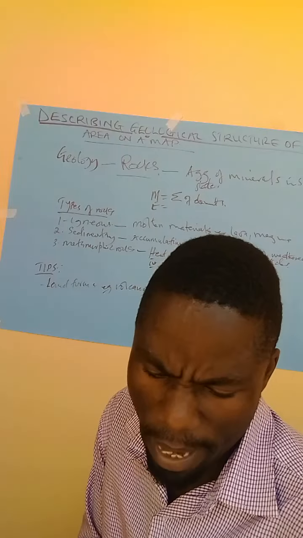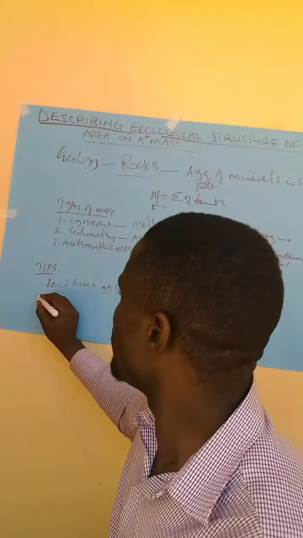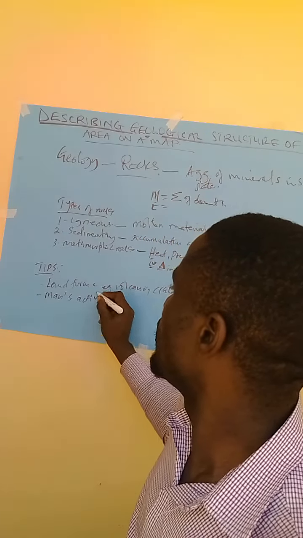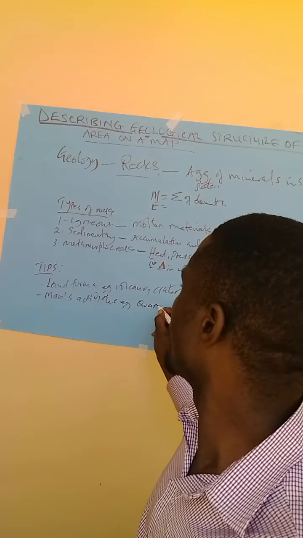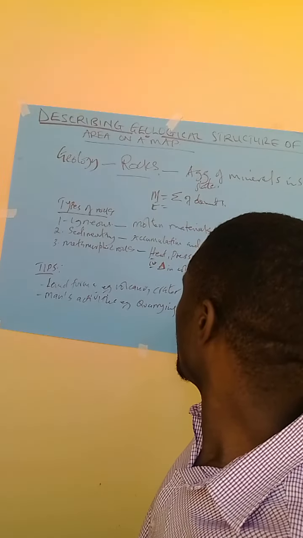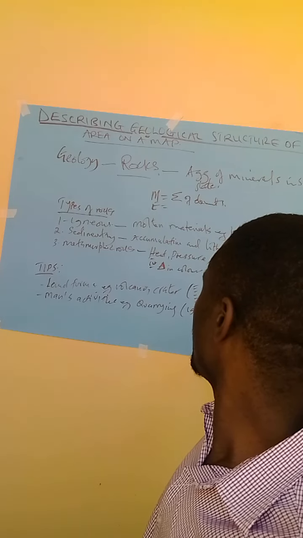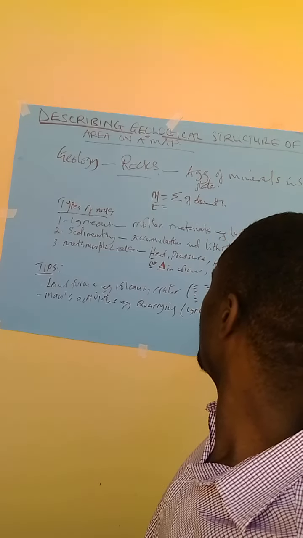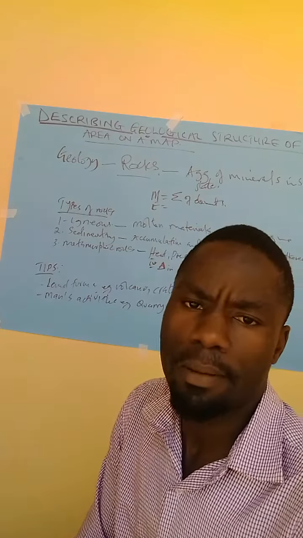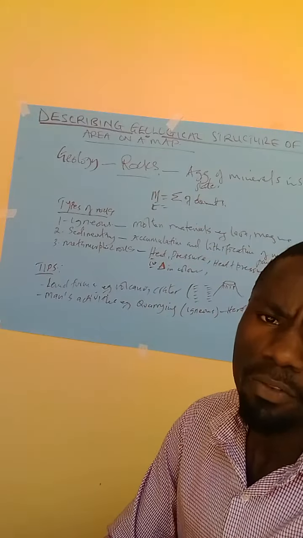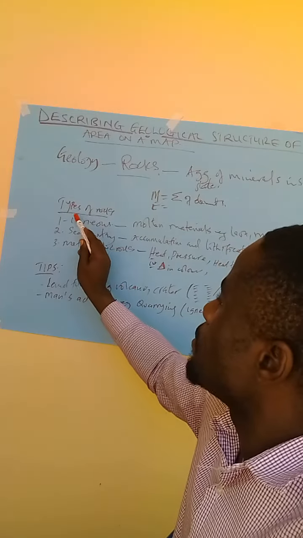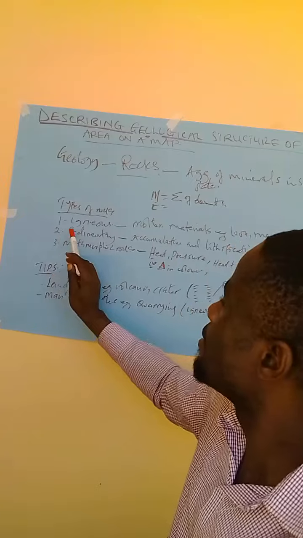Another thing we can use is man's activities. We can base on man's activities on the map. If there is quarrying, quarrying is always done on igneous rocks. Why? Because these are hard rocks, especially granites. They always deal in granite. So people always break those rocks to use them in building and construction. So if there is quarrying in an area, automatically we shall know that they are igneous rocks, because one of the characteristics of igneous rocks is that they are hard in nature.